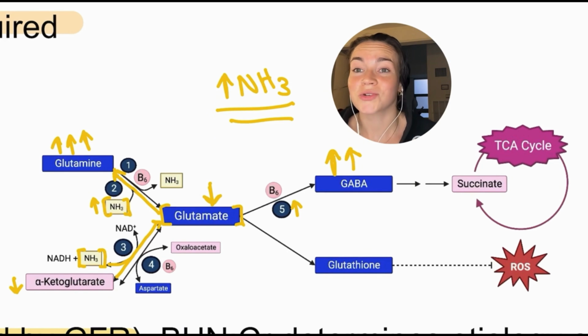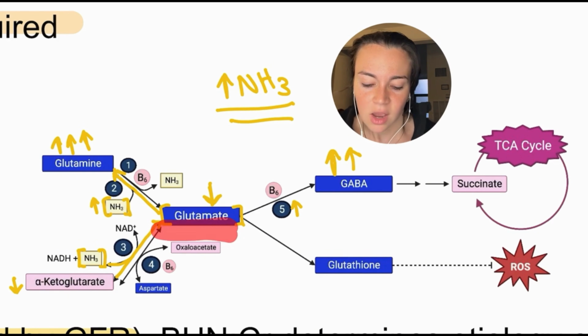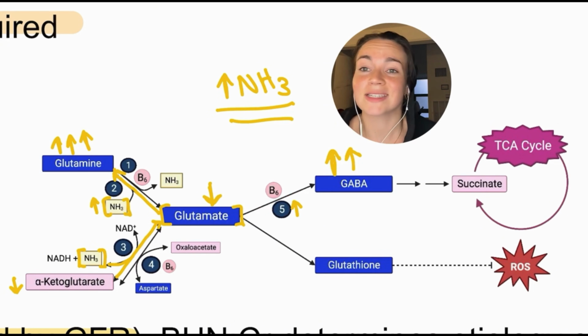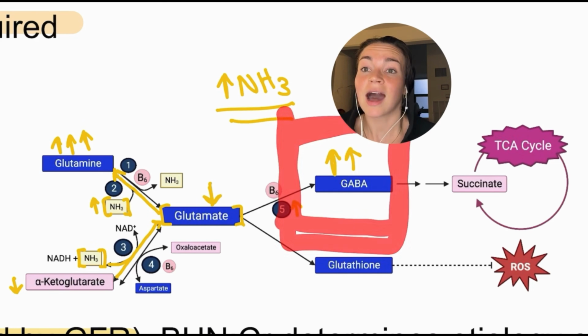The mechanism is poorly understood and it's thought to be basically a paradoxical reaction where even though we're very low in this glutamate, we're going to take anything we can that's remaining and sequester it over into GABA. And the mechanism of this is unfortunately poorly understood, so you're just going to have to take my word for it. But the takeaway point is that you see an increase in GABA in hyperammonemia.